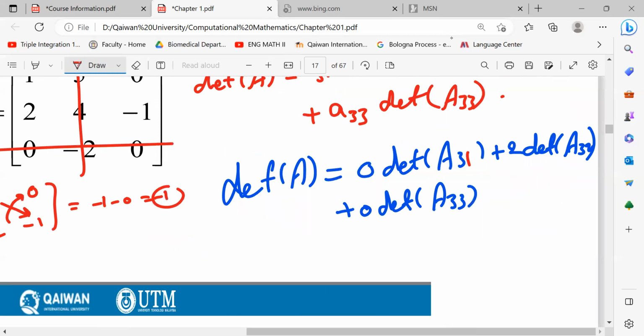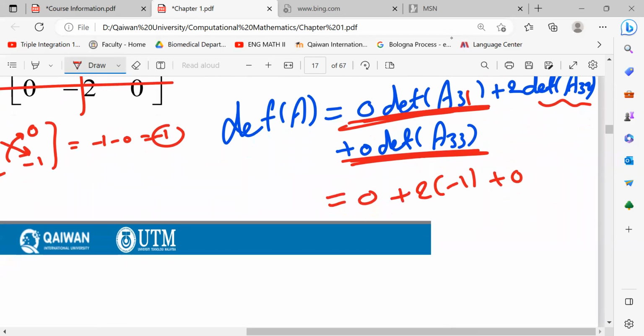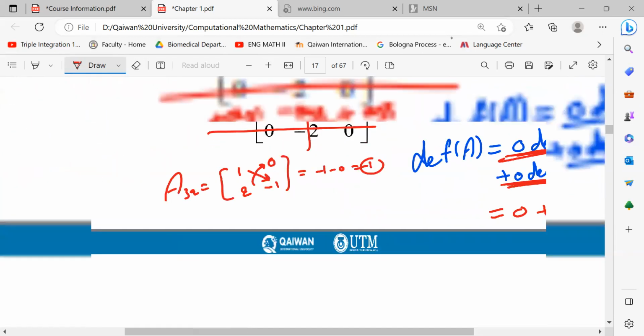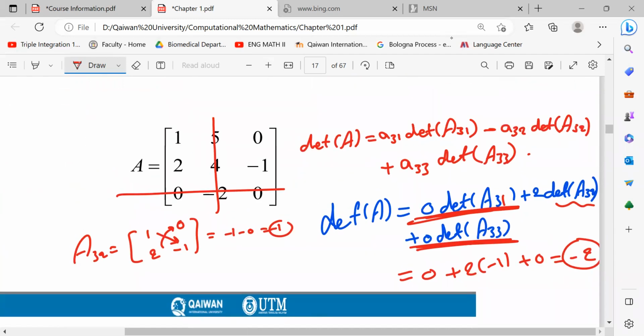Now we replace this by -1, and the result is 2 times -1. As we said, these two terms are 0, so you just have this term. Let me write down 0 for those two terms: 0 plus 2 times -1 plus 0. The first and third terms are 0 because the entries of those two elements are 0. And this equals -2. So the determinant of this matrix is -2.